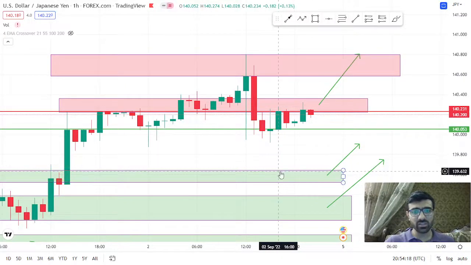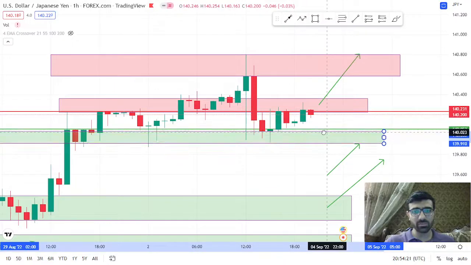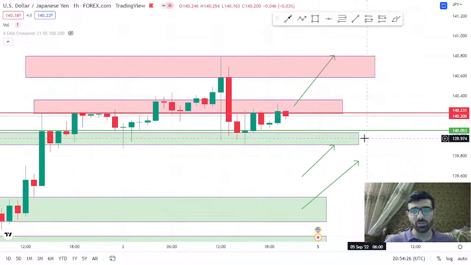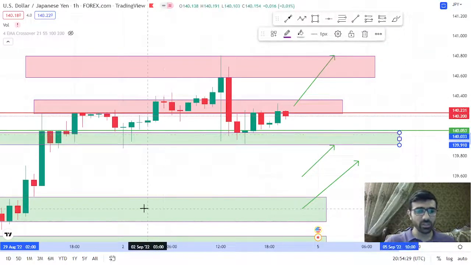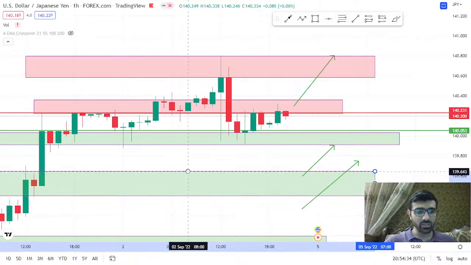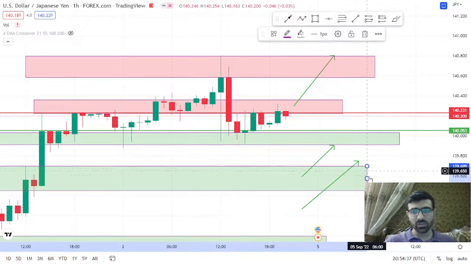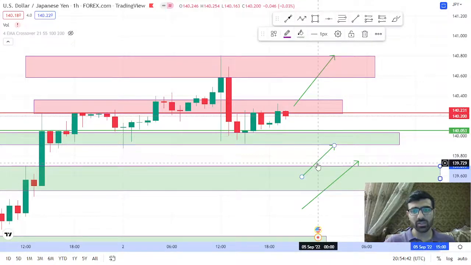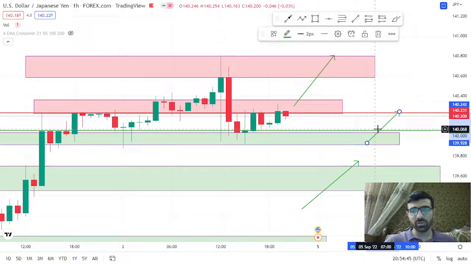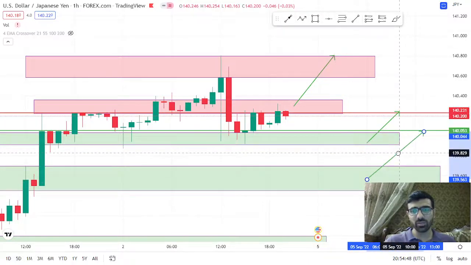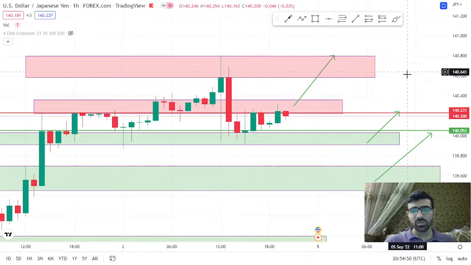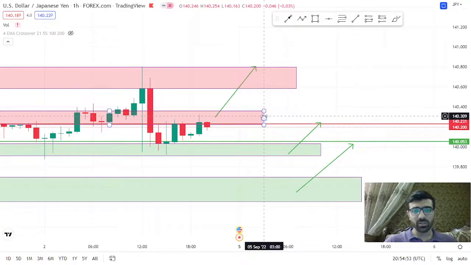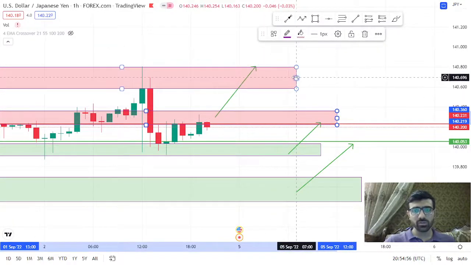This area is still very much valid, but let me just change its place, as now this is the short term area of support to buy this pair. And let me just move this area over here. Now these are the areas of interest to buy and sell this pair. So if the market at any given point enters this area, we are going to buy from here or from here as well. So we will continue to mark our areas.